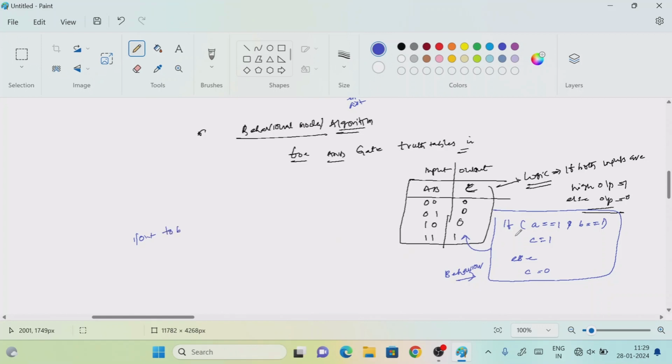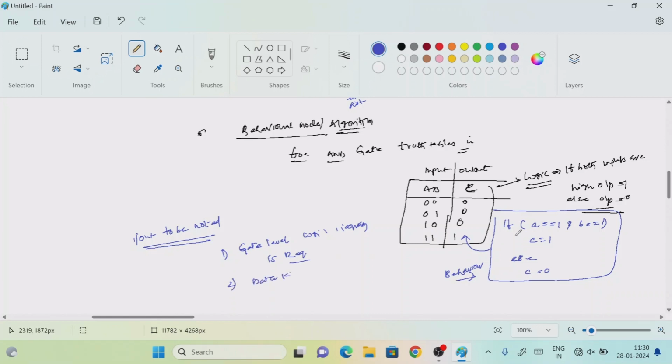One point to be noted here: if you are writing the program in terms of gate level modeling, we are going to use the logic diagram. Based on that logic diagram only, we are going to write the gate level modeling. So a logic gate is required in gate level modeling. That is a very important point to understand.